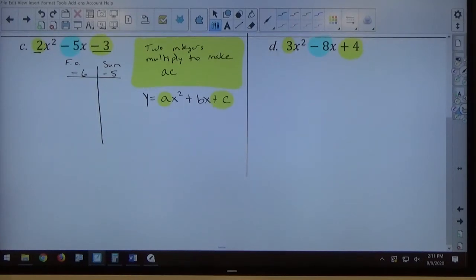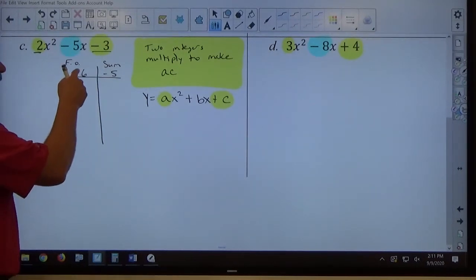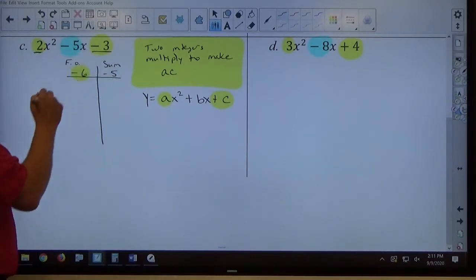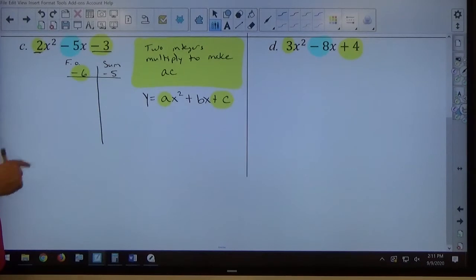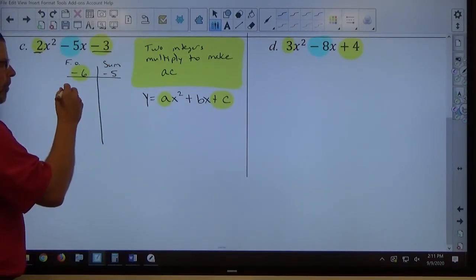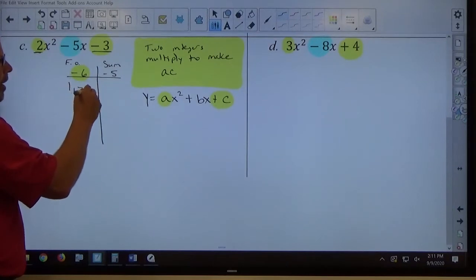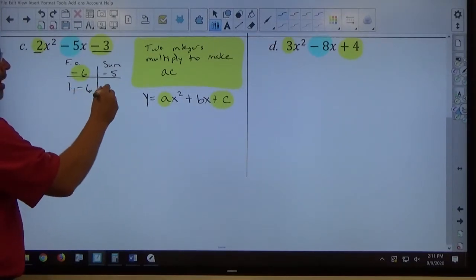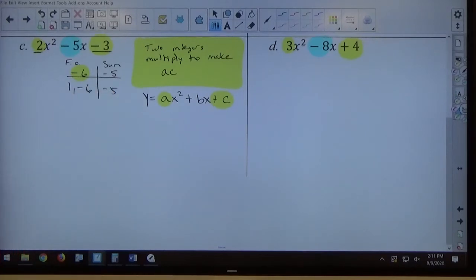So again, the only difference in the chart is right here, and I got that by multiplying the a value times the c value. Signs do matter. Positive times negative makes a negative. If I make my list, notice I'm going to go 1 by -6, right? 1 times -6 makes -6, and that makes -5. Right off the bat, I find the right pair. That happens sometimes. Once you see you have the right pair of numbers, here's where it starts getting different.